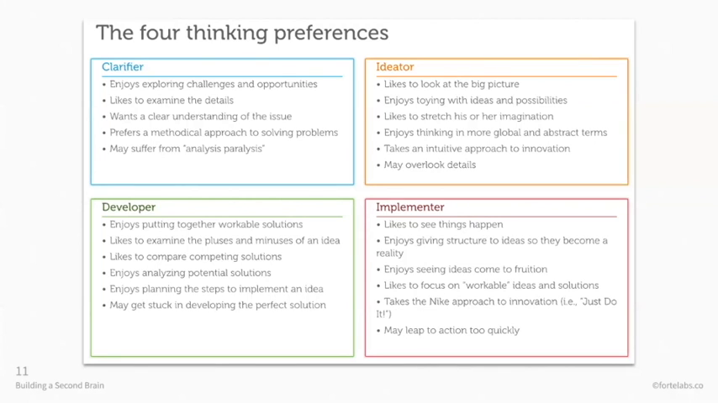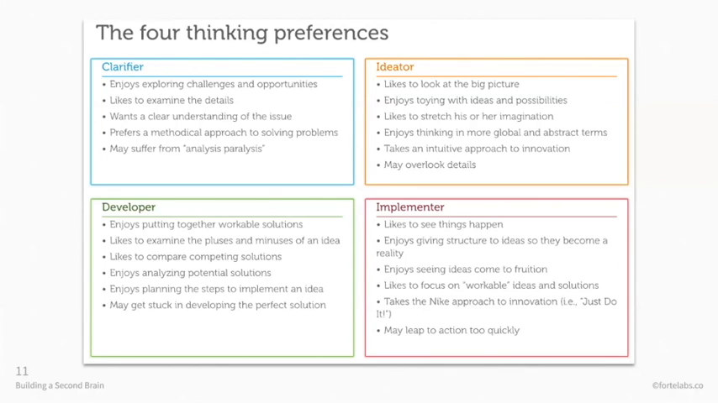The second one is the ideator. This is the classic big picture thinker. They enjoy toying with ideas, playing with ideas and possibilities. They like to stretch their imagination, to think in global and abstract terms, to take an intuitive approach to innovation. The drawback is they may overlook some details or mistakes.